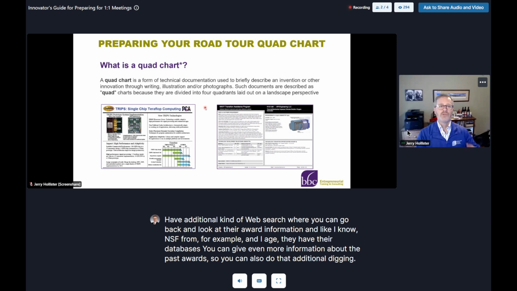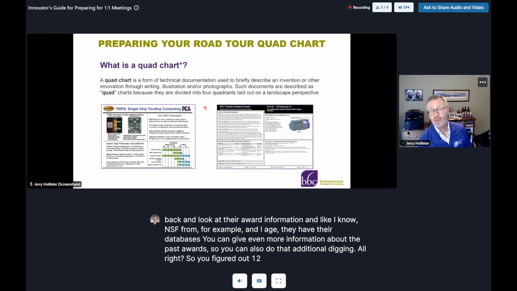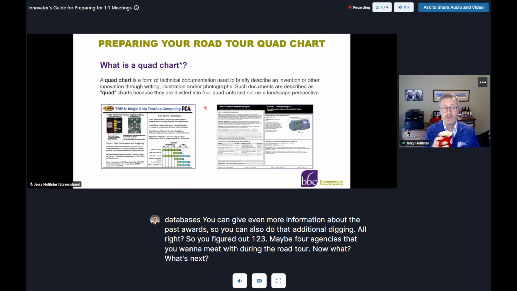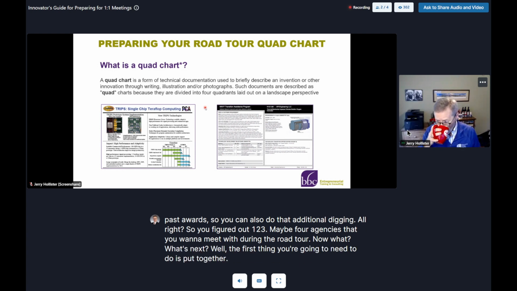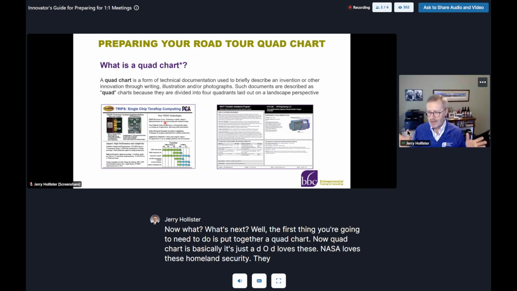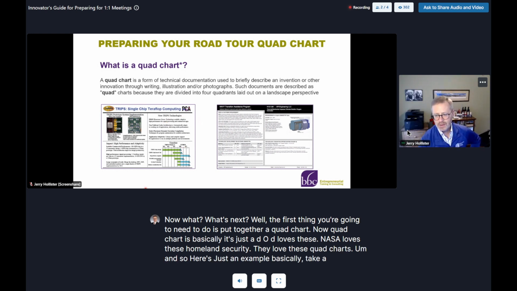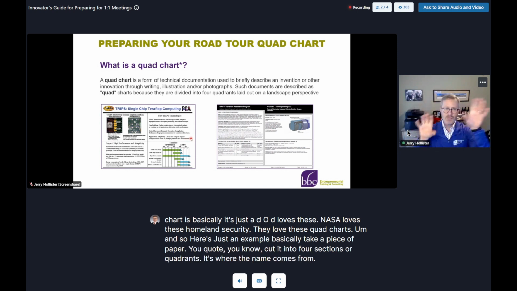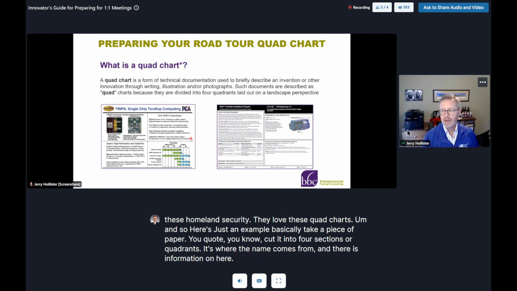All right. So you figured out 1, 2, 3, maybe 4 agencies that you want to meet with during the road tour. Now what? What's next? Well, the first thing you're going to need to do is put together a quad chart. Now, a quad chart is basically, DOD loves these, NASA loves these, Homeland Security, they love these quad charts. And so here's just an example. Basically, you take a piece of paper, you cut it into 4 sections, 4 quadrants. That's where the name comes from. And there's information on here. It's a briefing paper, okay?